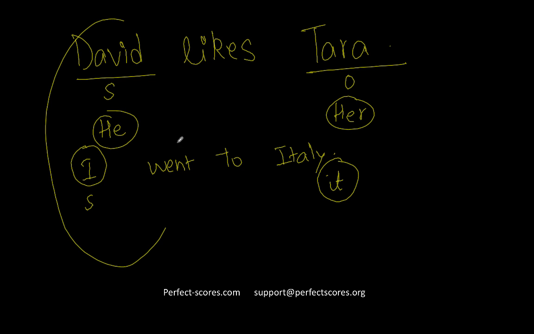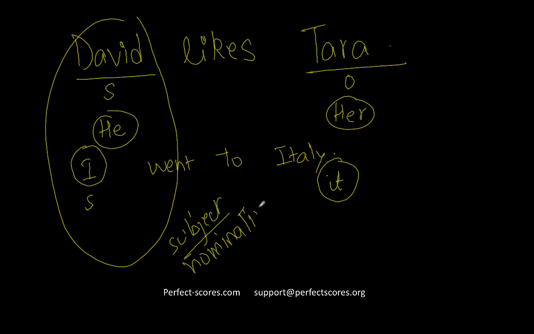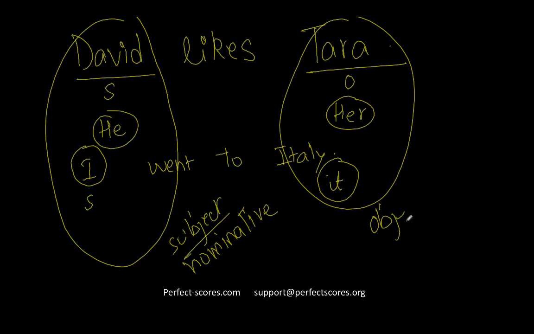So you see the words that are doing the action are all subjects, so they are nominative. And the words on which the action is being done are the objects. They are all accusative. So that was about the first person pronoun, the second person pronoun, and the third person pronoun.